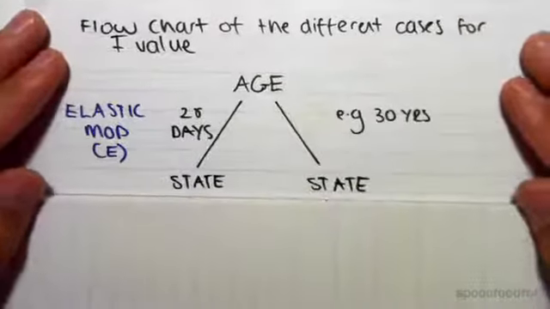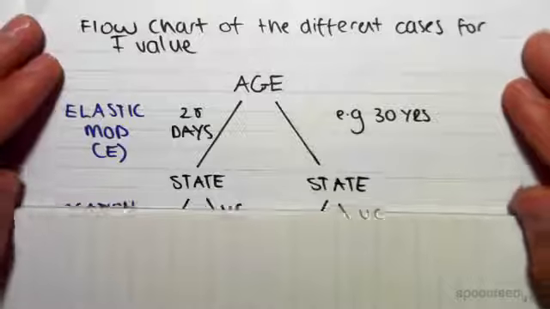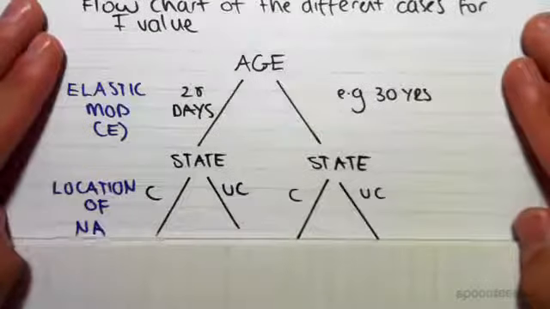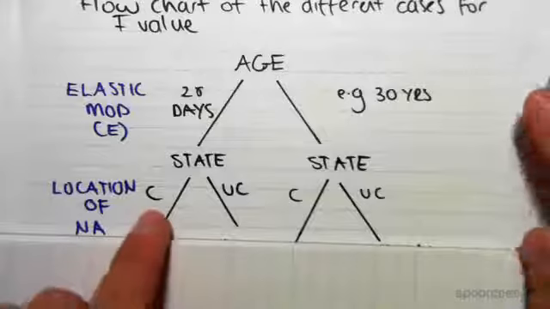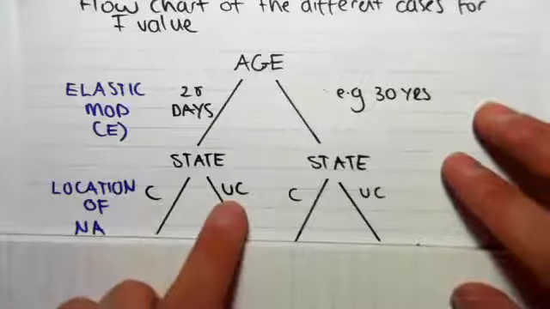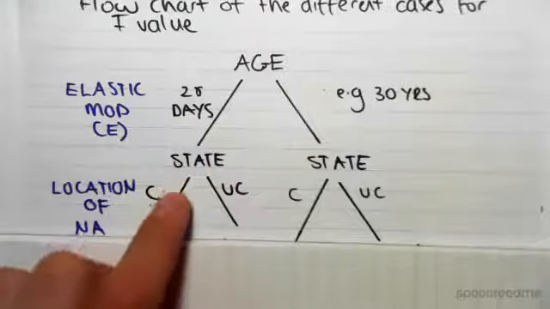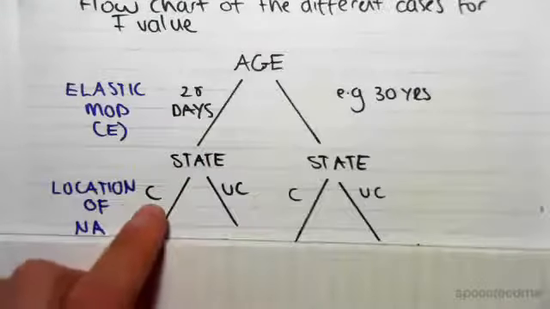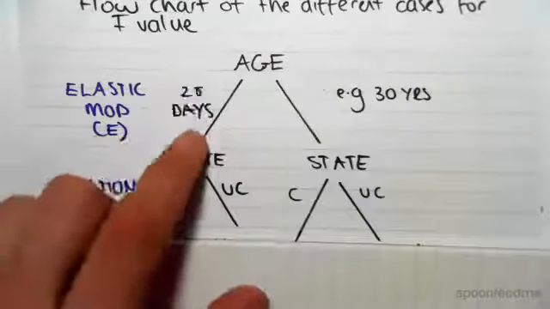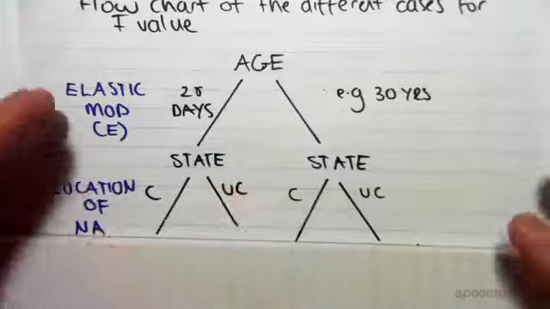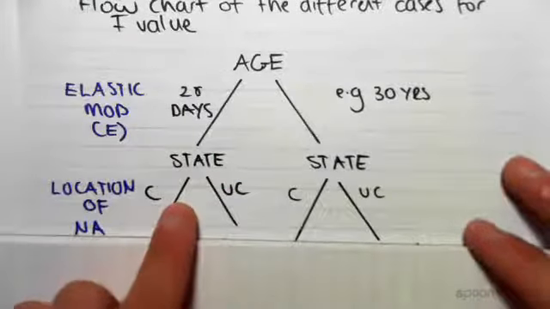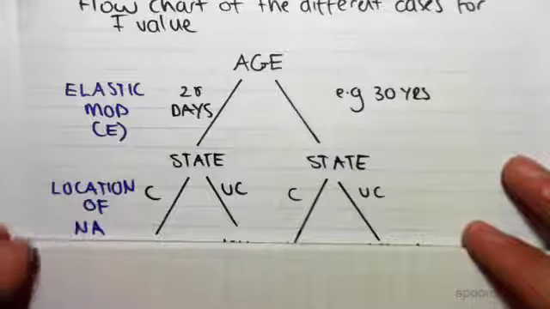The next thing that's going to impact the I value of the concrete is the state of the concrete. So the state of the concrete, what I mean by that is the concrete could be cracked or uncracked. So for example, if you're at 28 days and you have a massive load on your concrete section, it could crack. But if you have no load on your concrete section, it could be uncracked. And the reason that changes the I value is because it shifts the location of the neutral axis.